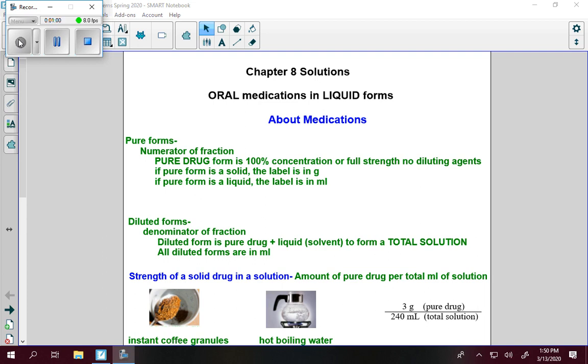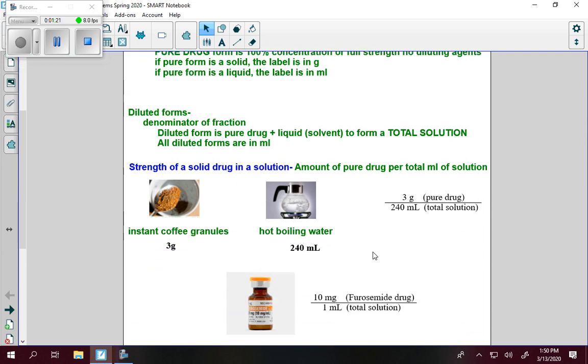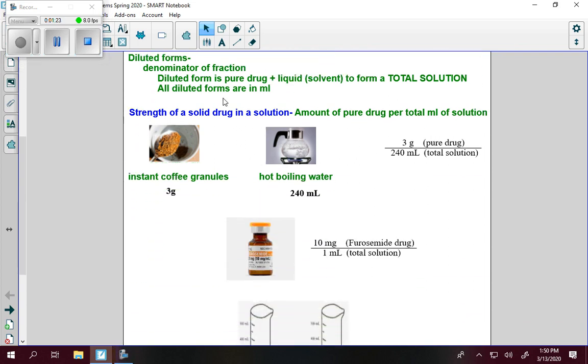When you dilute it, the total volume is going to be represented in milliliters because you're reconstituting from a powder to a liquid form, and the denominator of the fraction will be the total volume, which is the diluted form of the pure drug plus the solvent to form a total solution. All diluted forms are in milliliters.